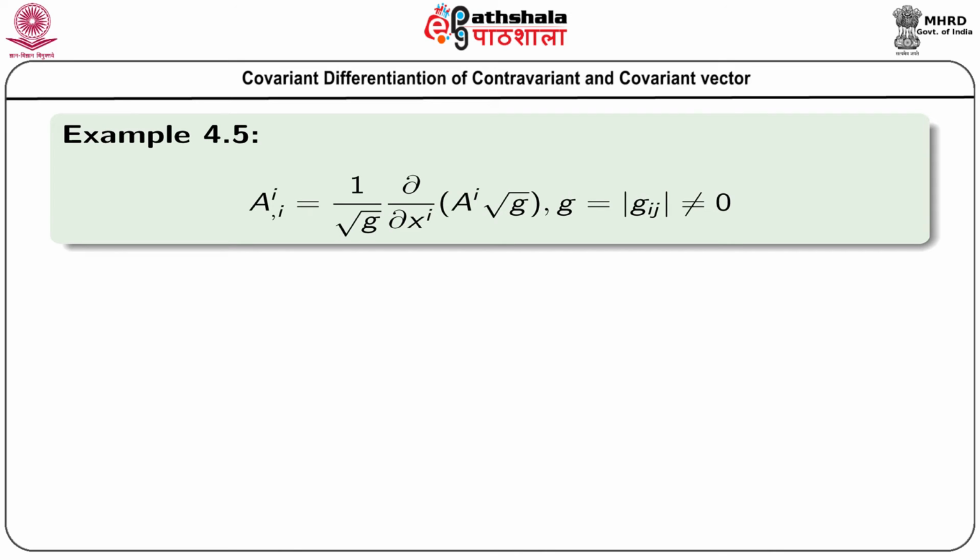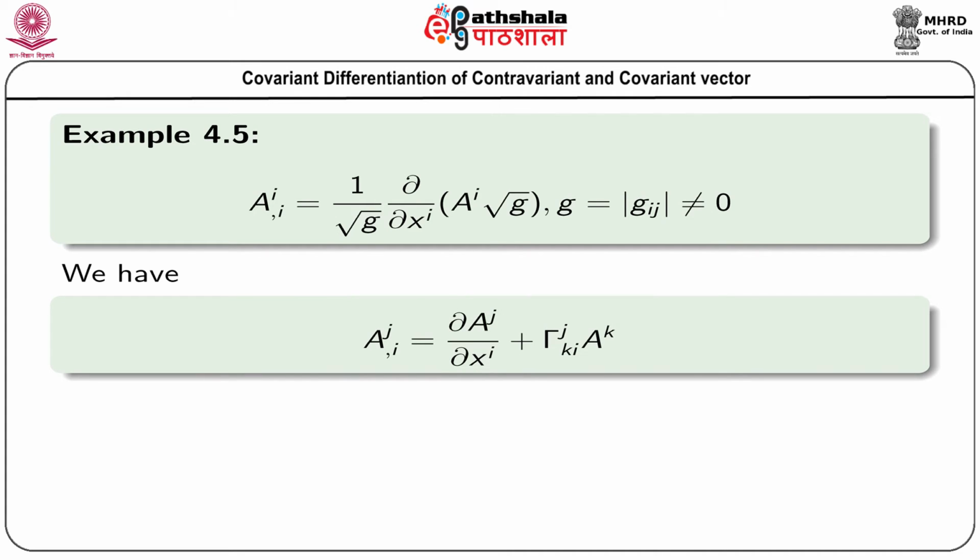Now, this example is also an important example, that is A^i_{,i}. A^i is a contravariant vector, rather components of a contravariant vector, and we are taking the covariant differentiation of A^i with respect to x^i, which gives the expression like this: (1/√g) ∂/∂x^i (A^i √g), where g is the determinant of g_{ij}, obviously not equal to 0.